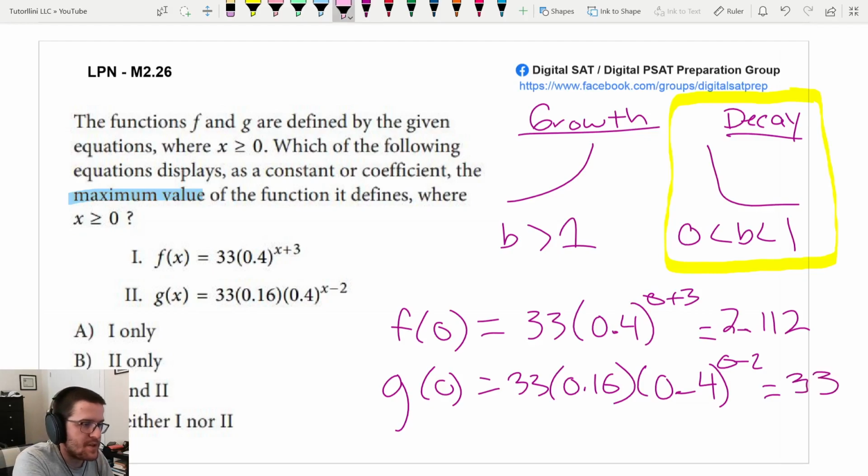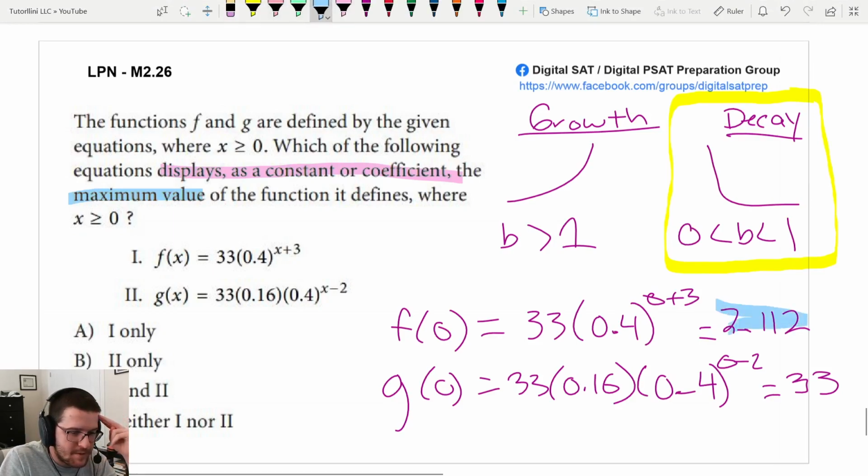So now this part, this always confuses people. Which of the following displays as a constant or coefficient? So all you do is, now that you figured that out, you look and you see which one has those numbers. So I'm going to look at the maximum, 2.112. Is there a 2.112 in this equation anywhere? No, I don't see a 2.112. So I bet you 1 is out.